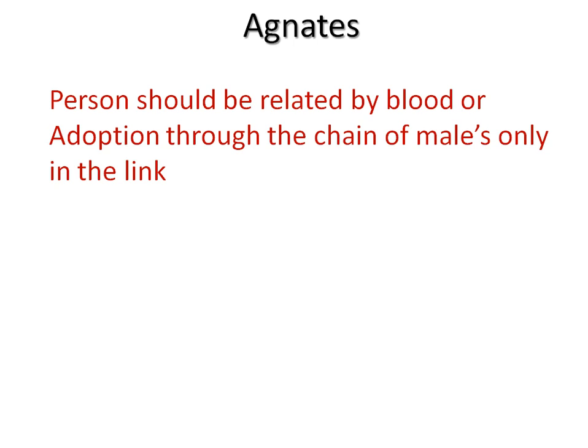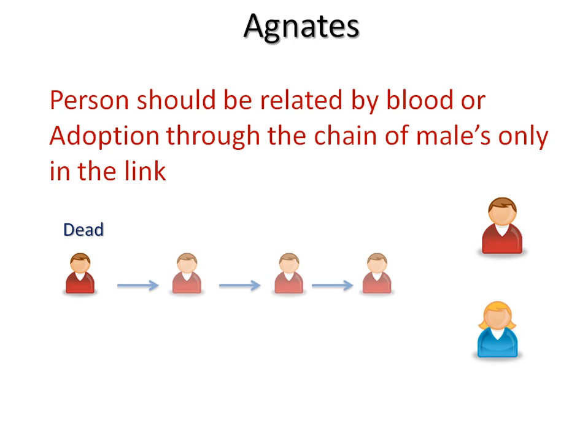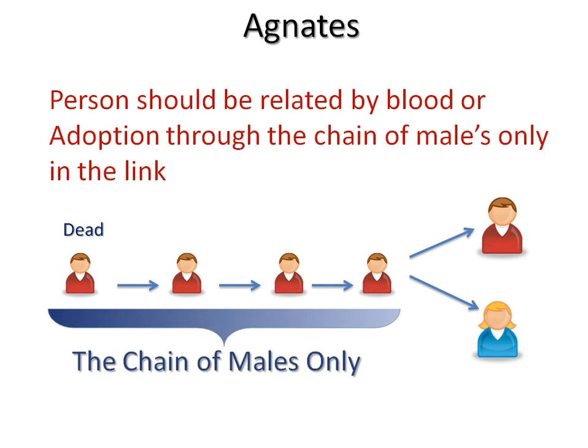And then the third one is agnates. Any person who is related by blood or adoption through a chain of male links only. We'll see this example here. On the right hand side, you can see two pictures, one of a male and one of a female. On the left hand side, there is a dead person. These two people on the right hand side are called agnates of this dead person if they are related to him by blood or adoption, but only through the chain of male links. You can see here that the whole chain has to be male.